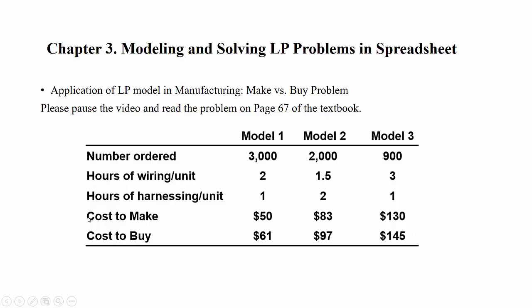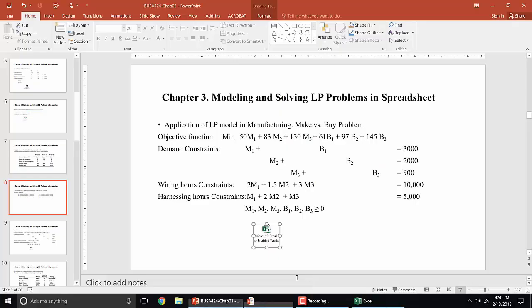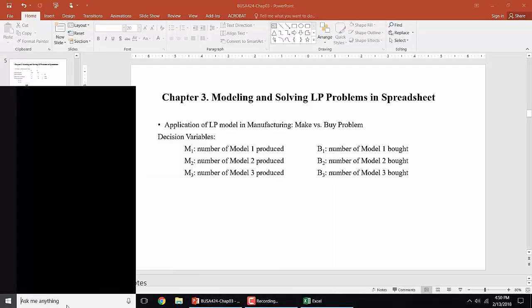So the objective function is the summation of M1 multiplied by 50 plus M2 multiplied by 83 and M3 multiplied by 130. This is the cost of producing the product inside the company. The cost of buying is B1 multiplied by this value, and B2 times 97 plus B3 multiplied by this number, and then we add up these two costs together as the objective function.